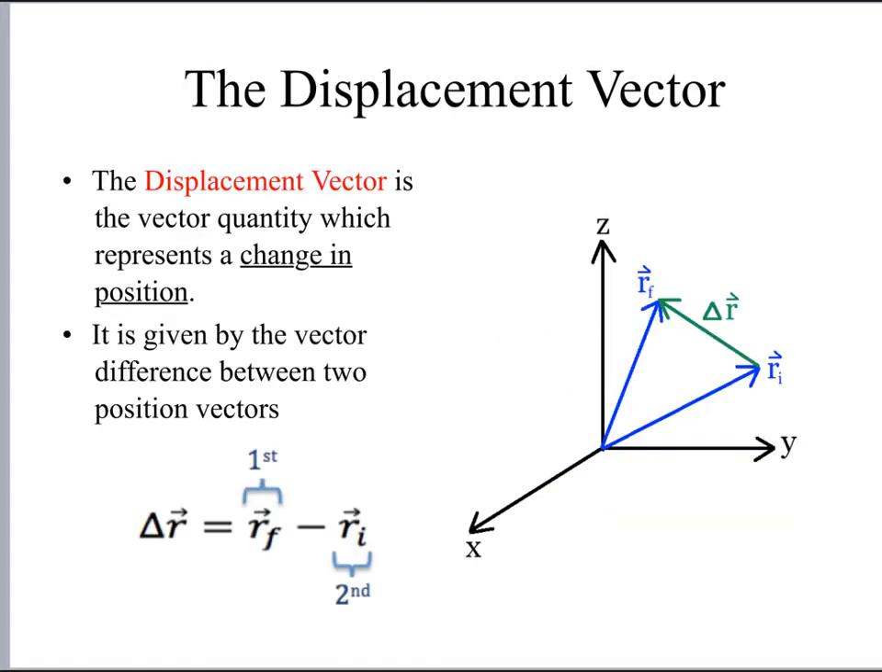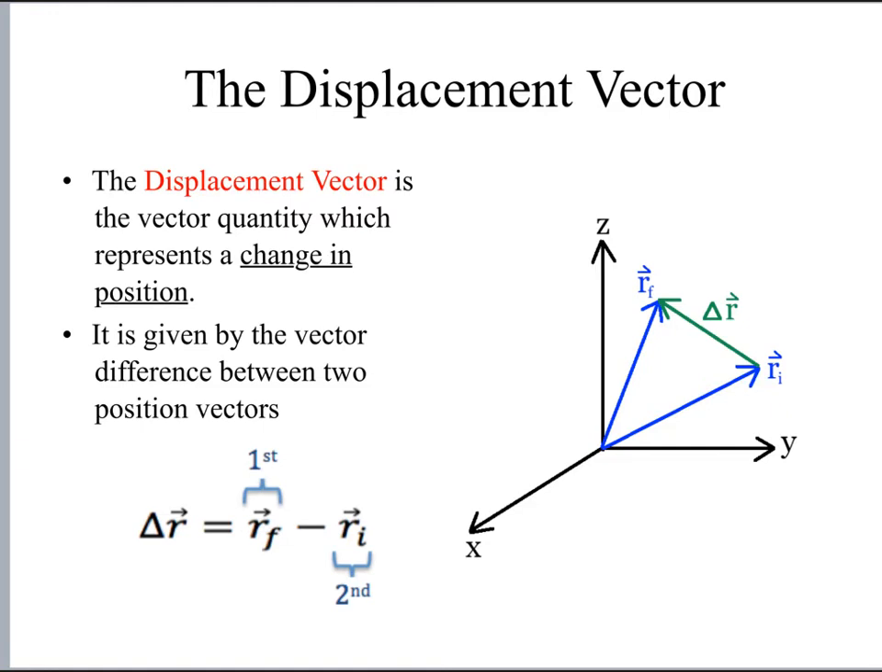Now the next definition that I want to give you is the definition for displacement vector. The displacement vector is the vector quantity which represents the change in position. So here I've got my three-dimensional Cartesian coordinate system again, and I've got some initial position vector which I'm calling r sub i. So I go from the origin to some point in space, and that's where I start. That's my initial position. And then I go along some kind of path.